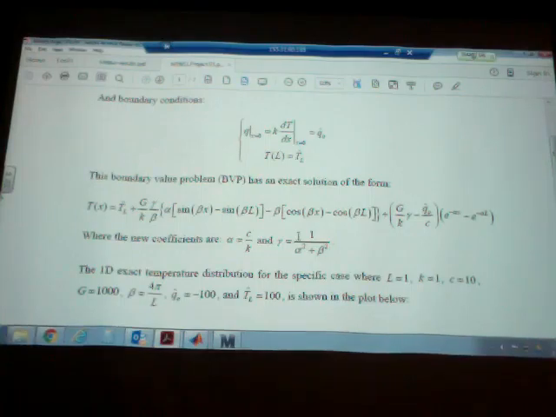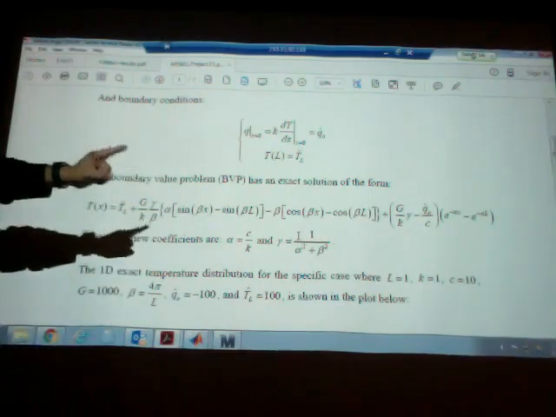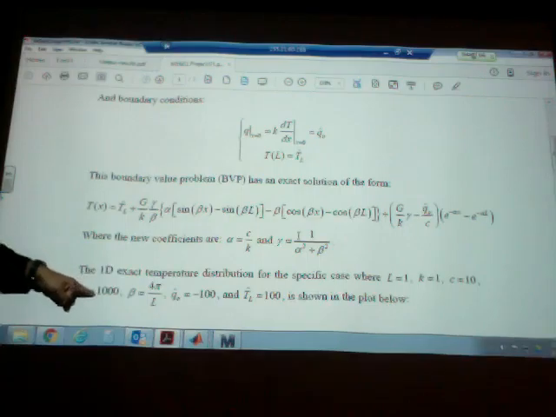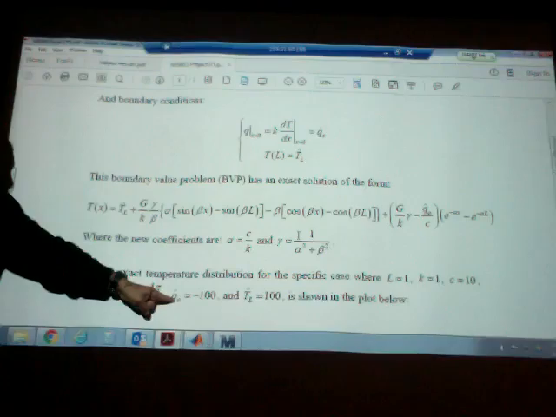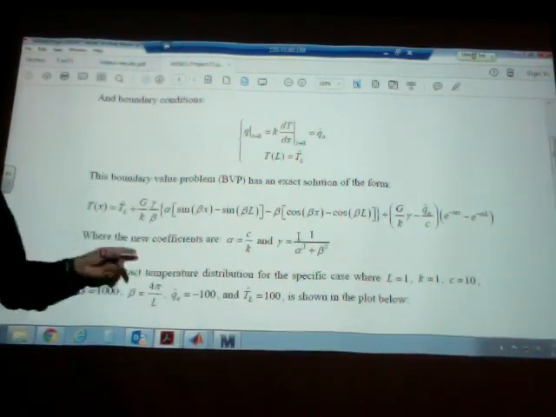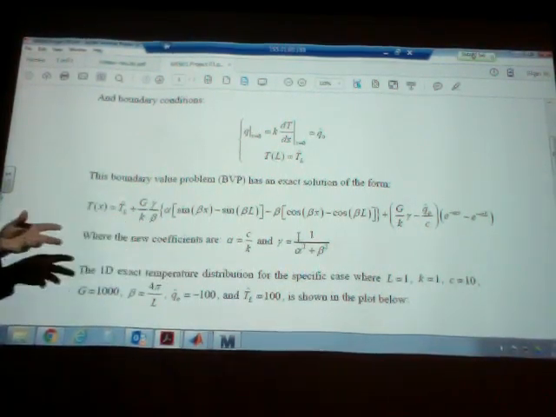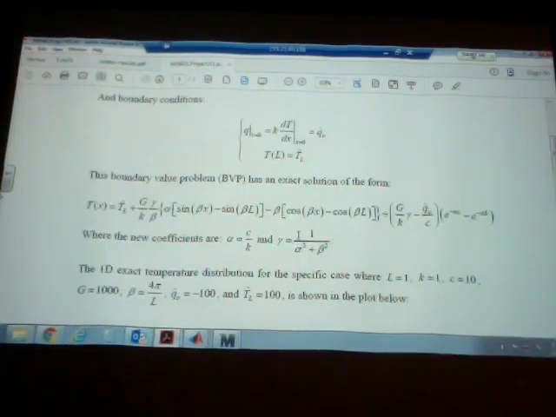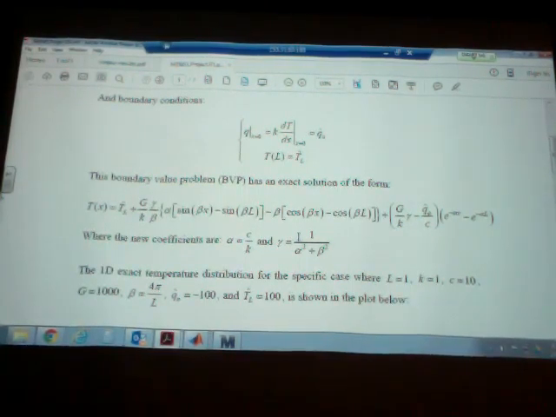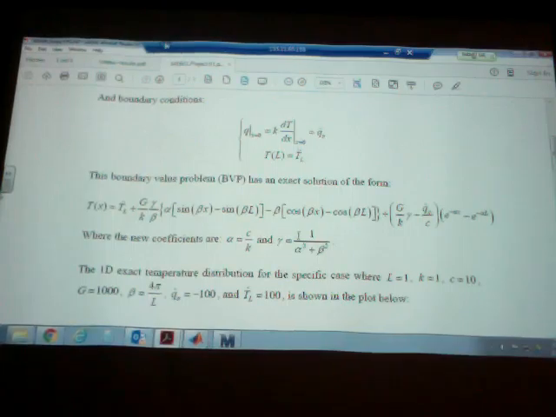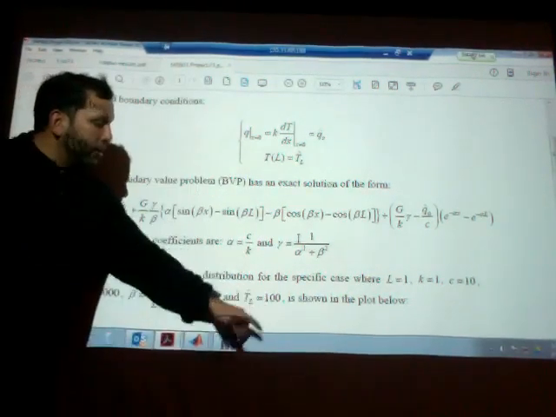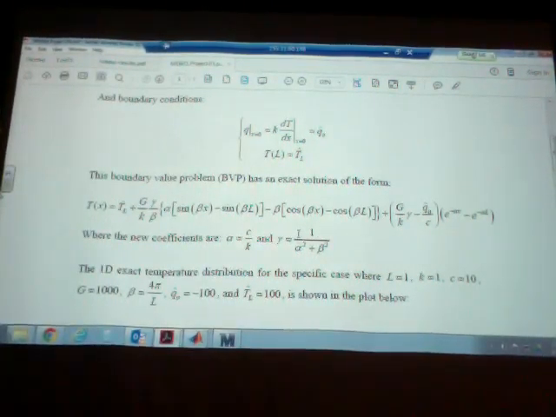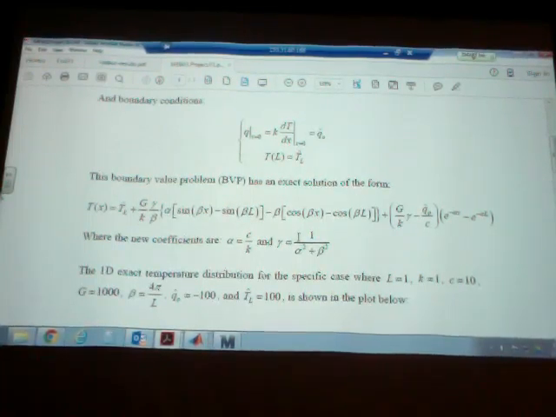So consider the case where L is equal to 1, K is equal to 1, C is equal to 10, G is equal to 1000, and beta is 4 pi over L. The flux on the left is minus 100, that means heating. Remember the flux is defined in the direction of the normal. The normal points out, so by saying that the flux is negative means that the heat is going into the domain. And the temperature on the right is equal to 100. Then the temperature will look like this.